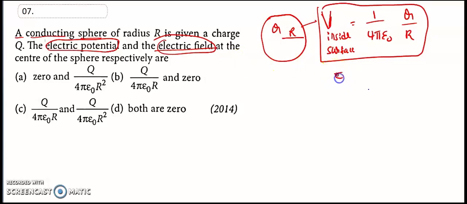What is the electric field inside? It is a conductor. Conducting means the electric field inside is 0. So the answer is: electric potential is equal to Q divided by 4 pi epsilon naught R, and the field is 0. That is option B, the right answer for the 7th question.